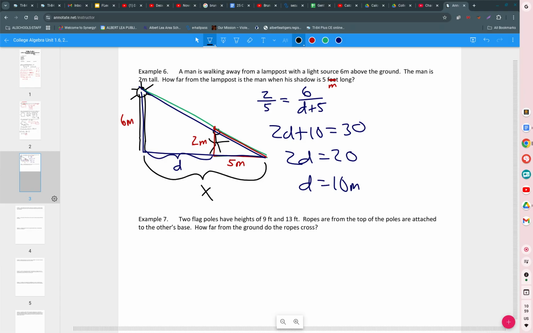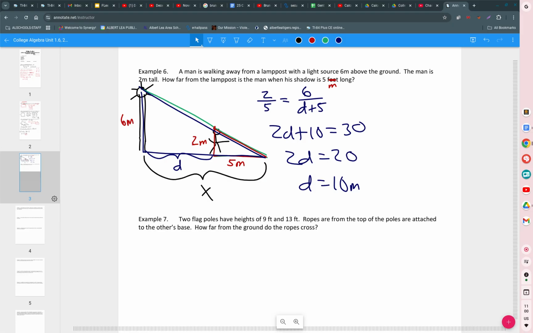Does D represent his distance from the lamppost? Yeah, so 10 is fine. If you would have just used X, you would come up with 15, and you would need to subtract. See that? Yep. So similar triangles is a great option. So I've shown you area, I've shown you Pythagorean theorem, I've shown you similar triangles.